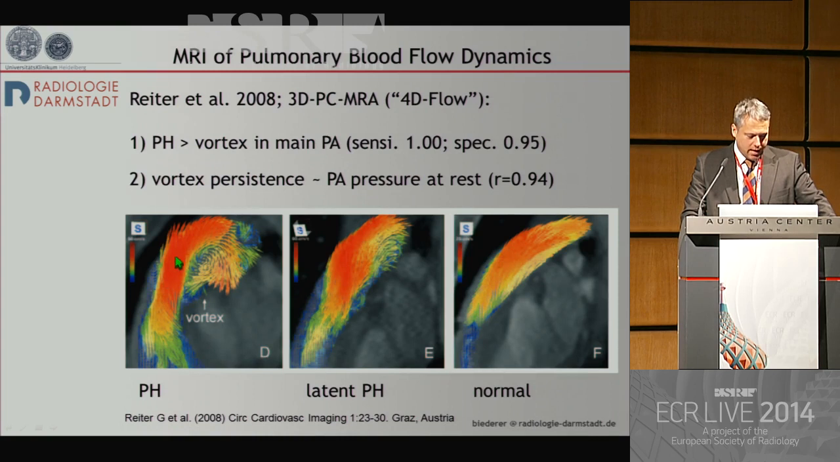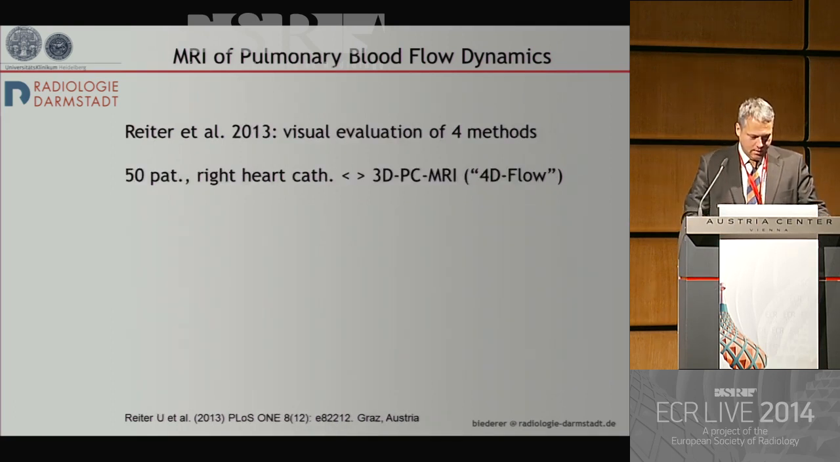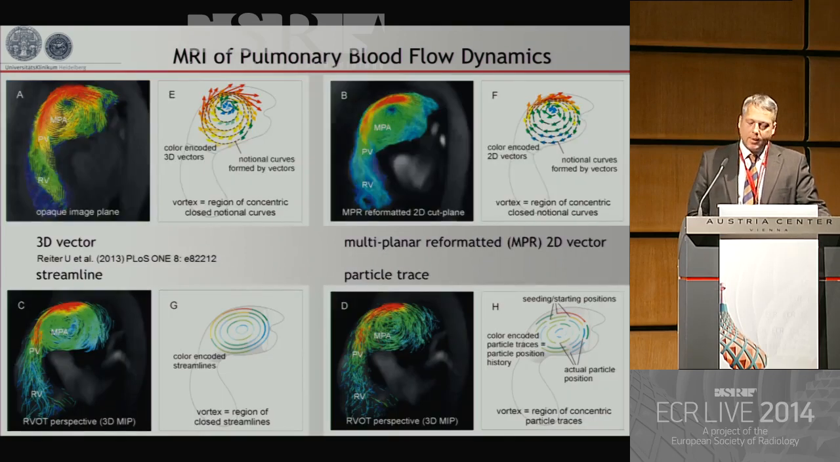They saw this is a PH patient, this is a patient with latent PH, where we're starting with some very short vortex here, and this would be the normal flow. So the longer this vortex persists, this correlated to PA pressure at rest. So they evaluated different methods to look at this.